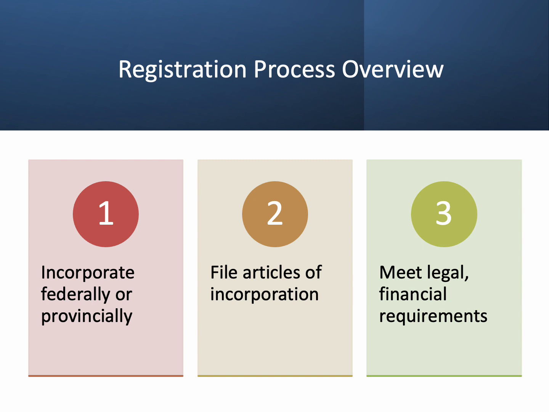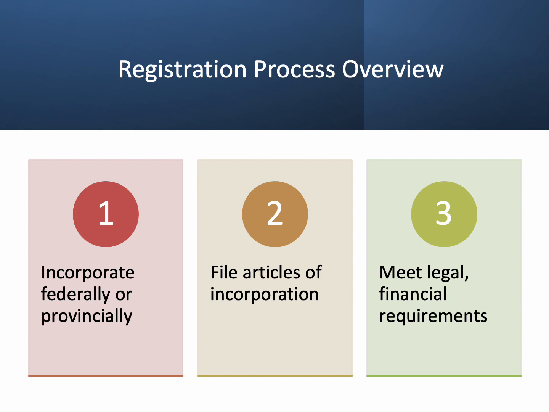The process involves filing articles of incorporation, detailing the business name, share structure, and purpose, and meeting legal requirements, like appointing directors, and financial requirements, like opening a bank account. Ethical considerations include transparent documentation and aligning the business purpose with market needs.